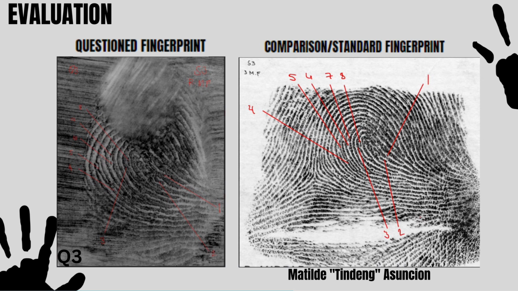So let us now move on to the last part as the examiner, which is the evaluation. I can say that the result I have come up with is that there are no conflicts in both specimens or alike ridge characteristics such as bifurcation, short ridge, island, and islet.